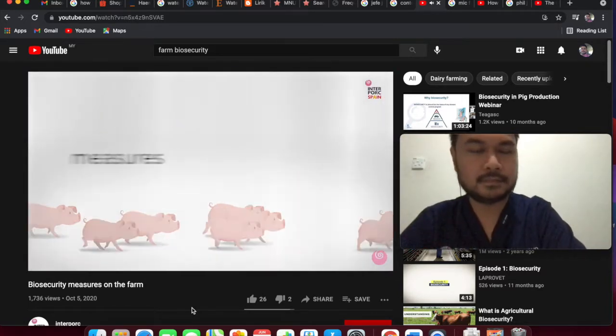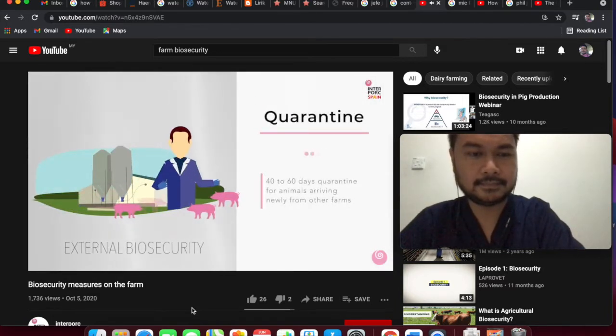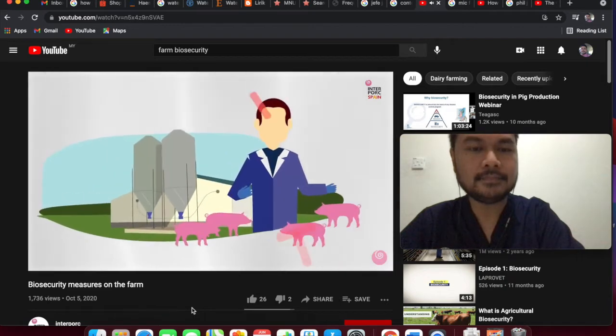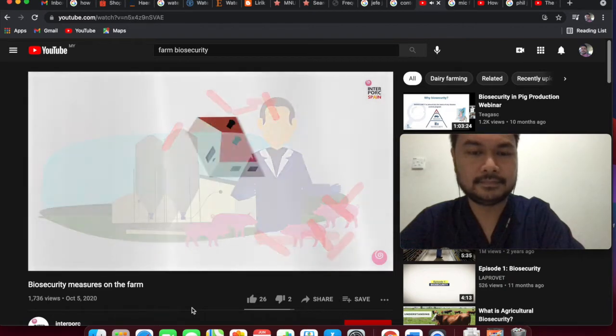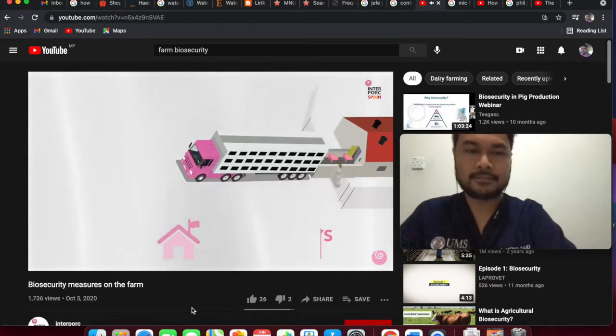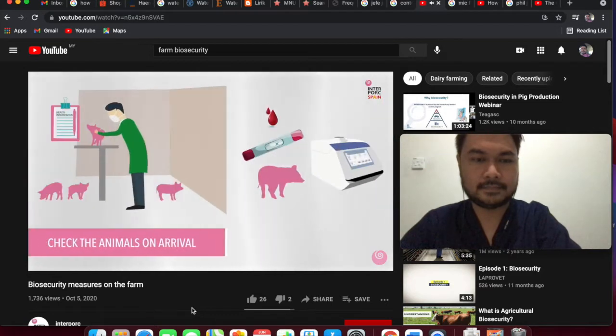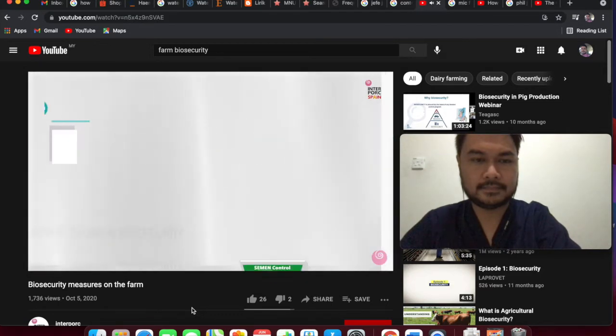The external biosecurity measures are quarantine for newly arriving animals. Animals that have just arrived at the farm must stay in quarantine for between 40 and 60 days in a space which is separate from the main farm. We must have all the background health information and check the animals on arrival.